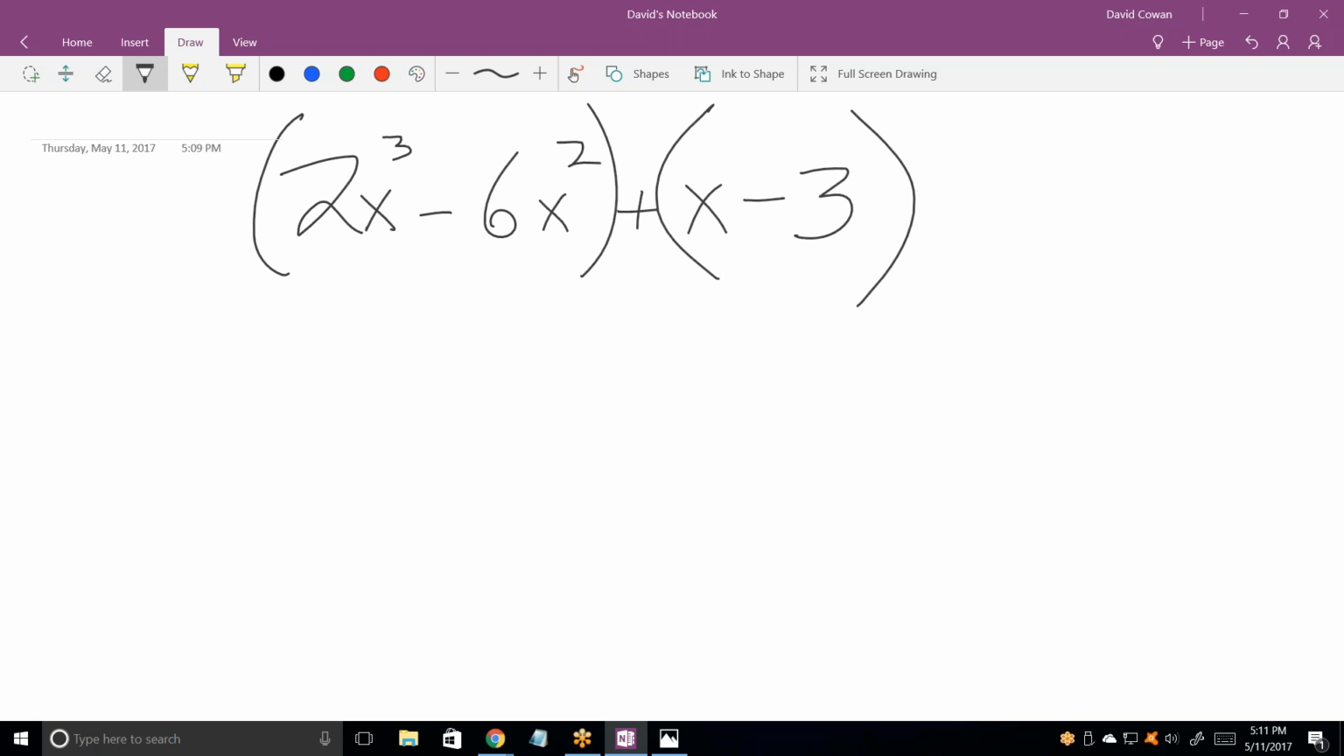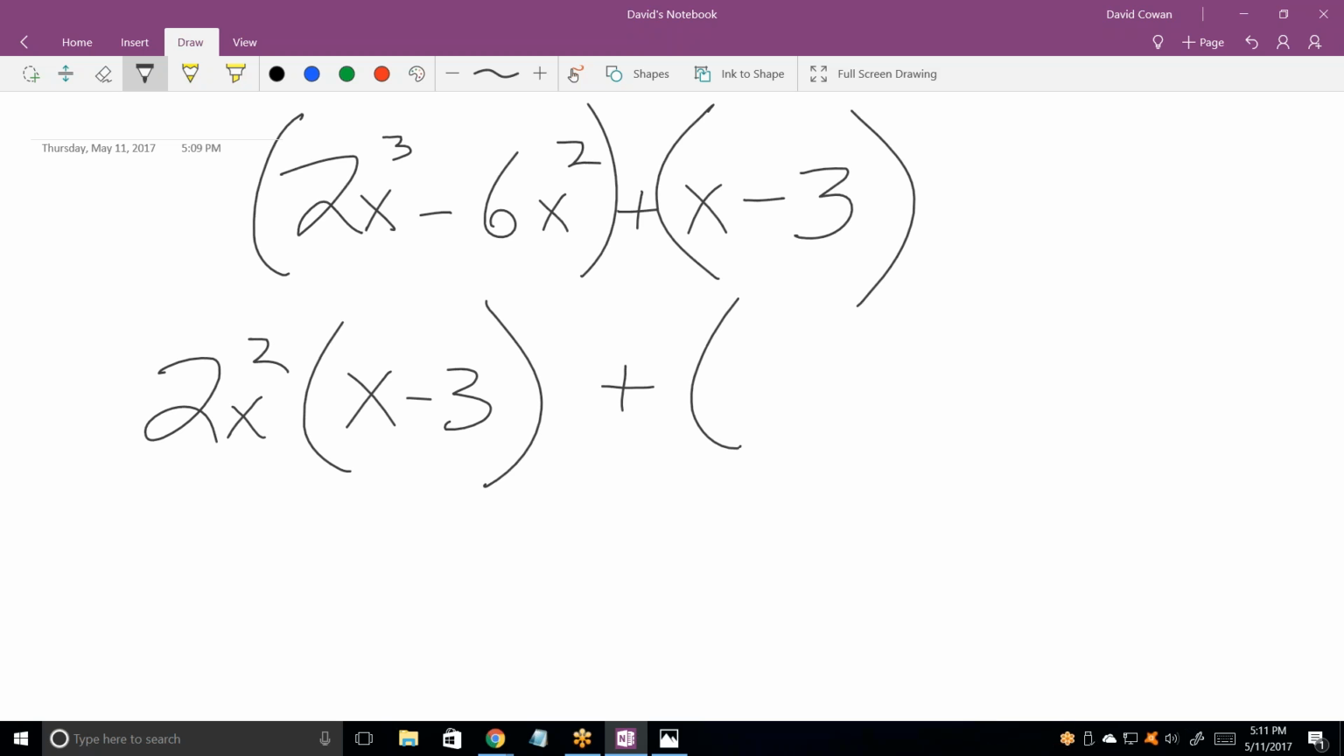I don't know. Maybe we don't need to worry about that. But now what you do is you take a greatest common factor out of each one. What's the greatest common factor out of the first group? 2x squared. What's left over? x minus 3.